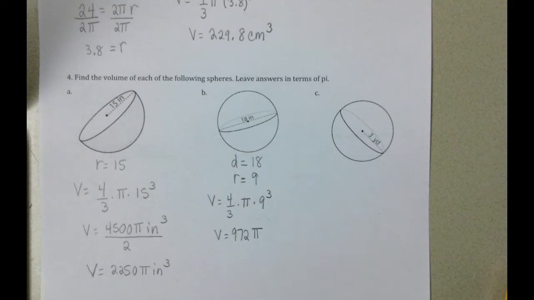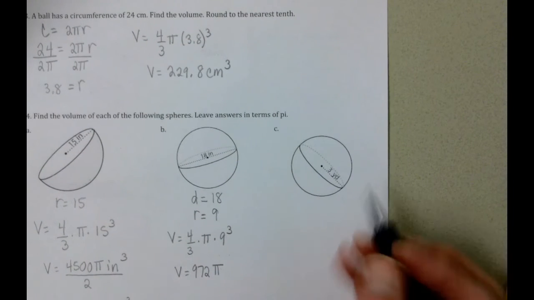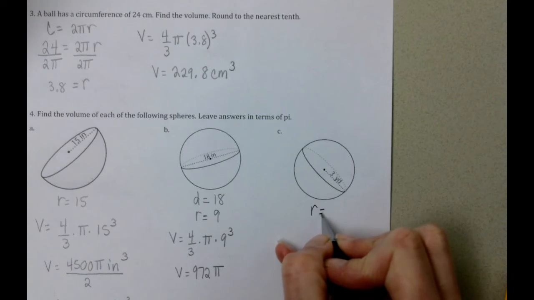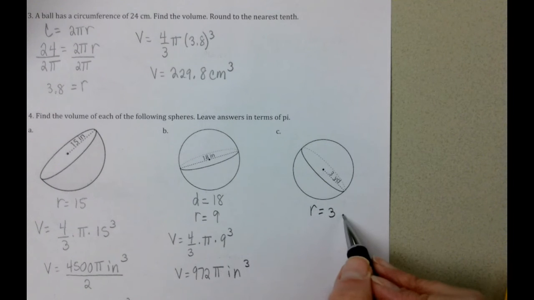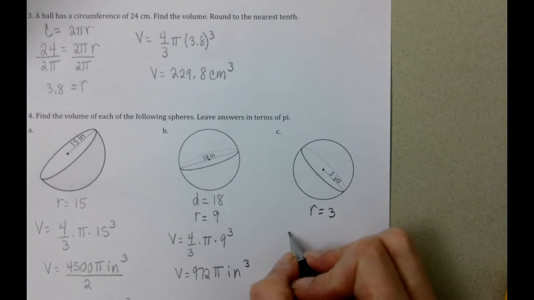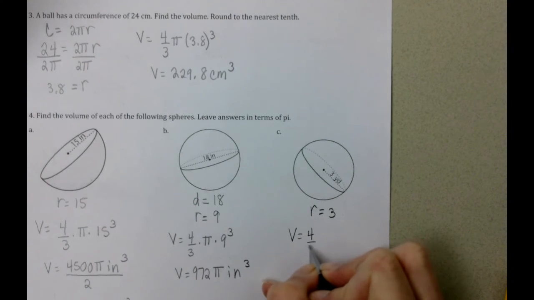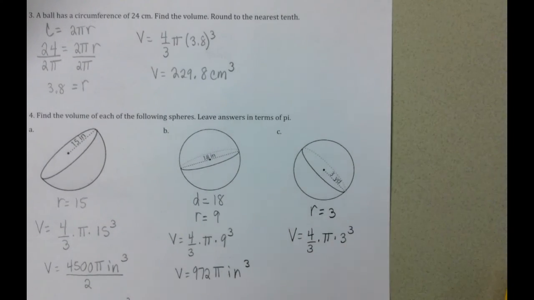And one last problem here is the full sphere with a radius of 3. And before I get too involved in that, I do want to just add in that we needed inches cubed on our sphere right there. But back to this problem, letter C, the radius is 3. We fill this in, 4/3 times pi times 3 cubed.